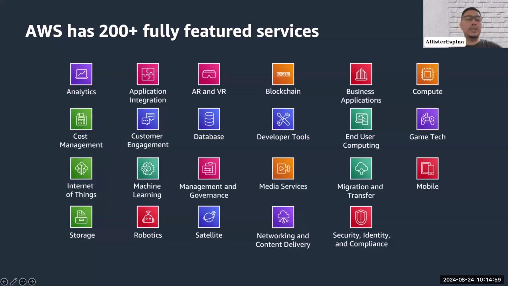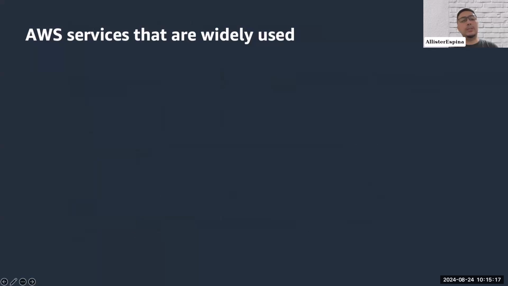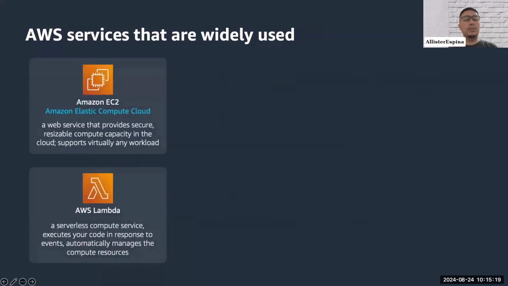and I won't discuss each and every one of these services. It's important to know that in every category, like analytics, compute, storage, networking, the basic fundamental services for IT are available. We'll talk about the widely used services only. For compute, we have EC2, Amazon Elastic Compute Cloud. It's a web service. Essentially, think of it as a virtual machine instance on AWS.